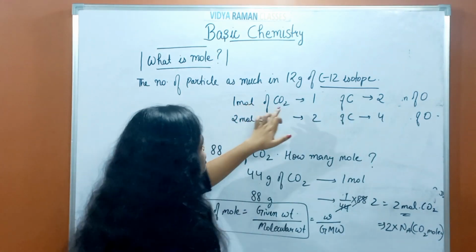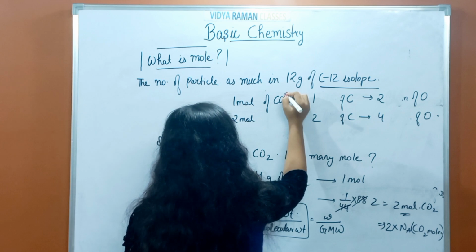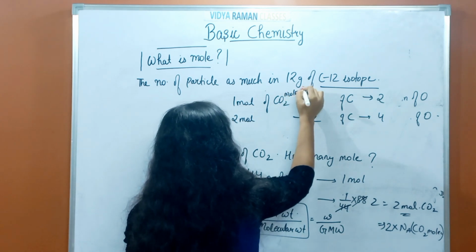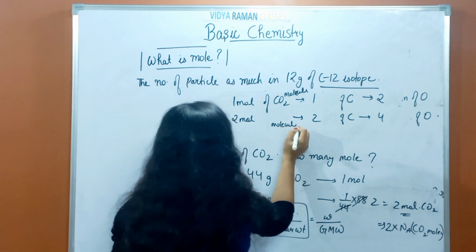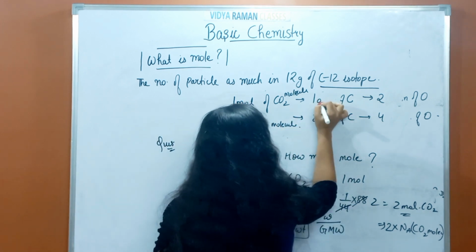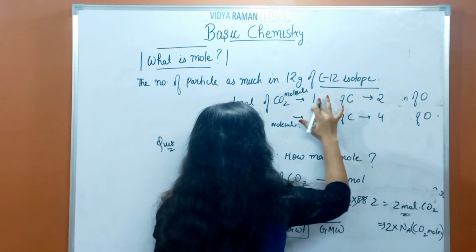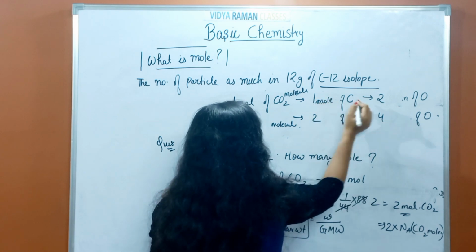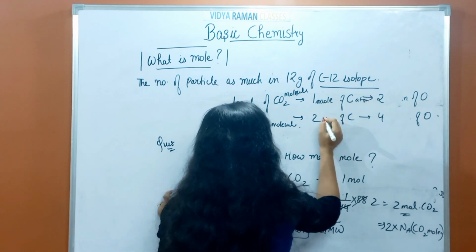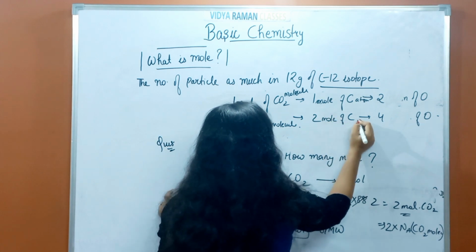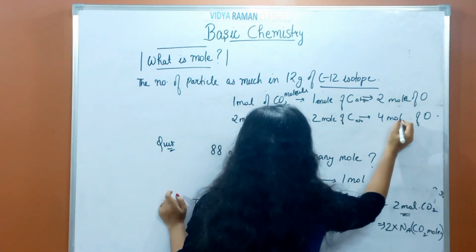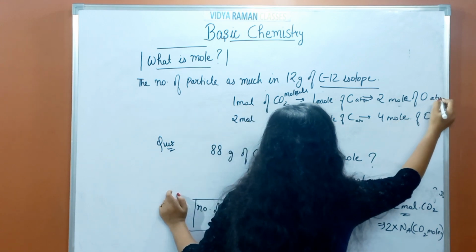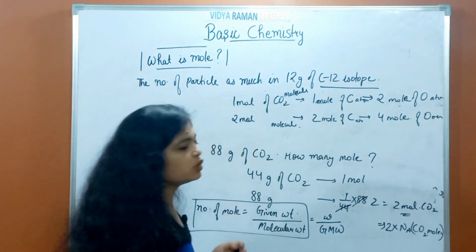One mole of CO2 molecule, and 2 mole of CO2 molecule again, is containing one mole of carbon atom and 2 mole of carbon atom. It is also mole, but these moles are of atom, not for molecules.